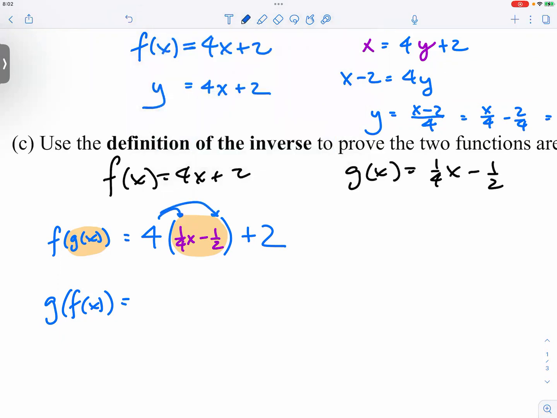Okay. So that's how we know, oh yeah, that's what you have. And then you will distribute the 4 into the parentheses. So that becomes just x minus 2 inside the parentheses after distribution. And then you plus 2 on the outside, that hasn't changed. And then at the end, you just have x, which is very encouraging, okay? Meaning that we have done something right, likely. And then you have to put f of x into g of x right here. So where's the g of x? G of x is right here.